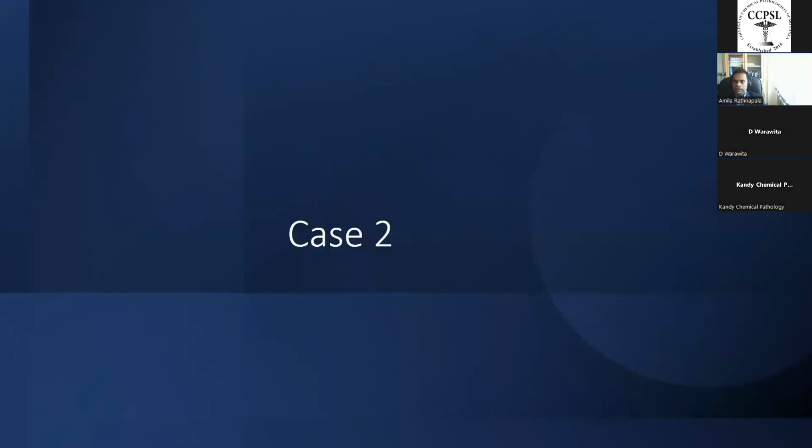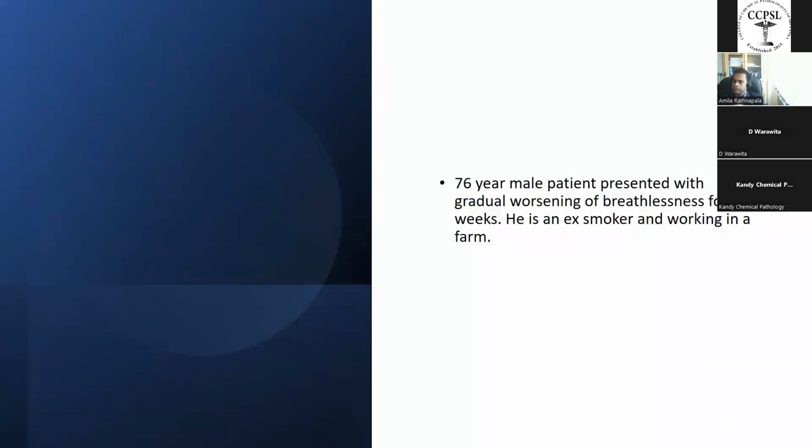The second patient is a 76-year-old male, presented with gradual worsening of breathlessness for 2 weeks duration. He's an ex-smoker, and he smoked about 20 pack years of cigarettes, but has stopped smoking for about 10 years, and he was working in a farm.